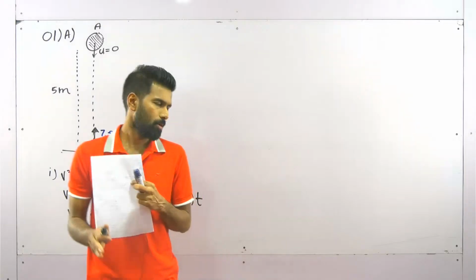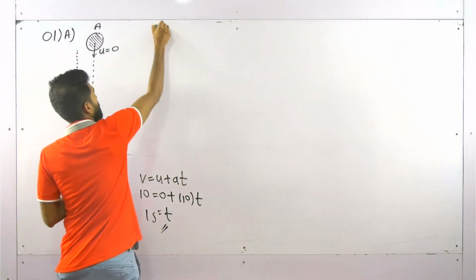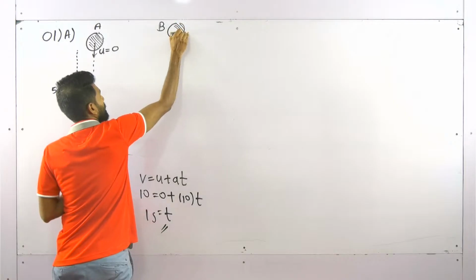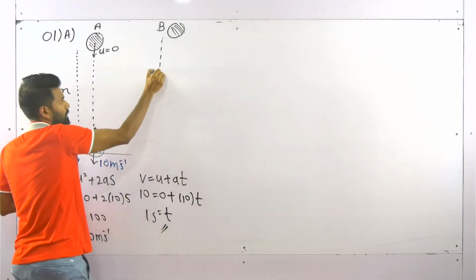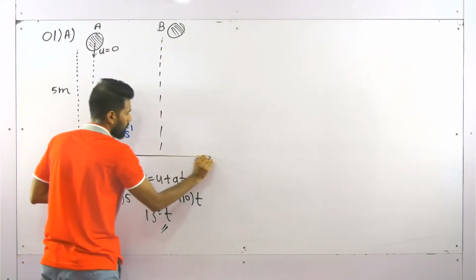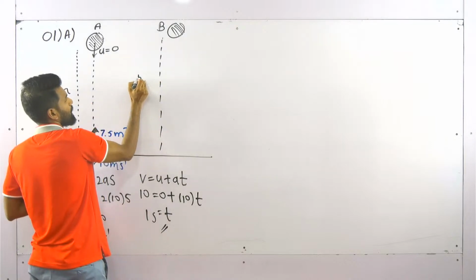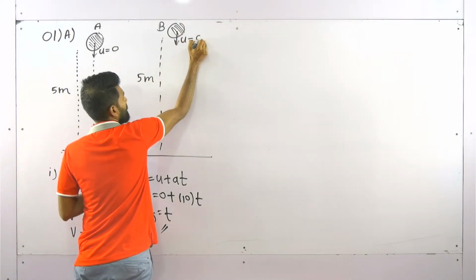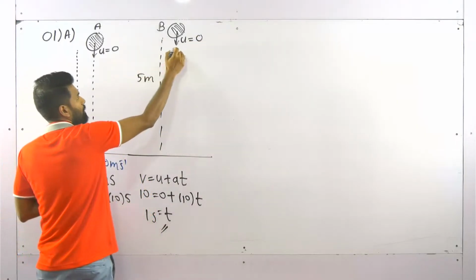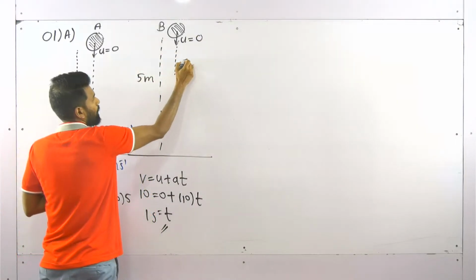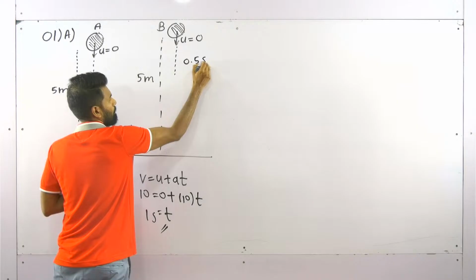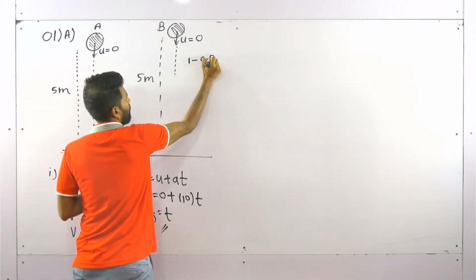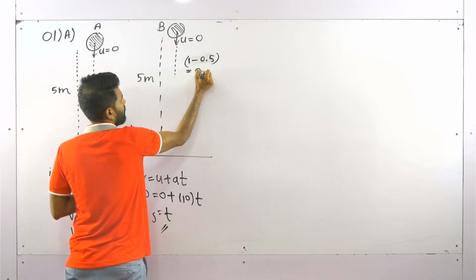Okay, so about B, it was released from the same height of 5 meters, from an initial velocity of 0. Then B will come down for 0.5 seconds. That means 1 minus 0.5, answer is 0.5.